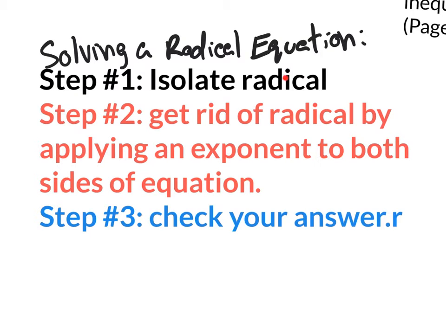The first one is to isolate the radical. So if your radical is not by itself, let's get the radical by itself. Once you have it by itself, you get rid of that radical by applying an exponent to both sides of the equation. So if you do have a square root, you would apply the power of 2 on both sides of the equation. If you had a third root as a radical, you would do the power of 3 on both sides of the equation to get rid of the third root. If you had the fourth root, you do the power of 4 on both sides of the equation. So getting rid of a radical, it's really simple. Just whatever root you have, you apply that power to get rid of the radical.